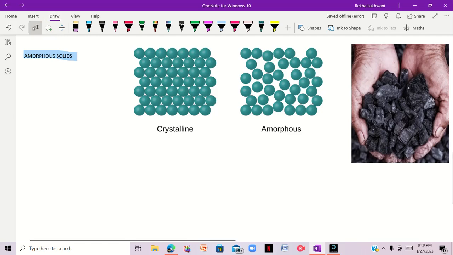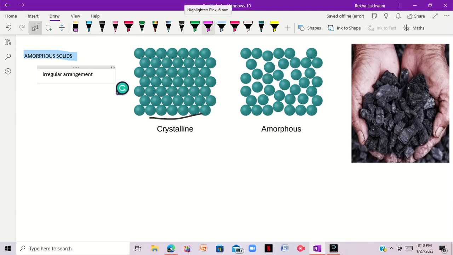Crystalline solids have a regular arrangement, as you can see in the given diagram. But in amorphous solids, there is no such regular arrangement. There is an irregular arrangement of the constituent particles. We won't say atoms, molecules, or ions here; we will say constituent particles. So the irregular arrangement of constituent particles is known as amorphous solids.